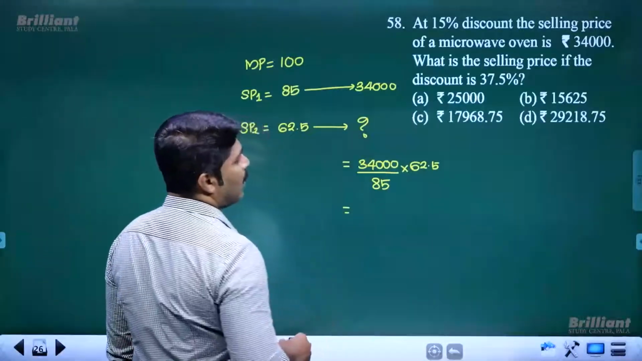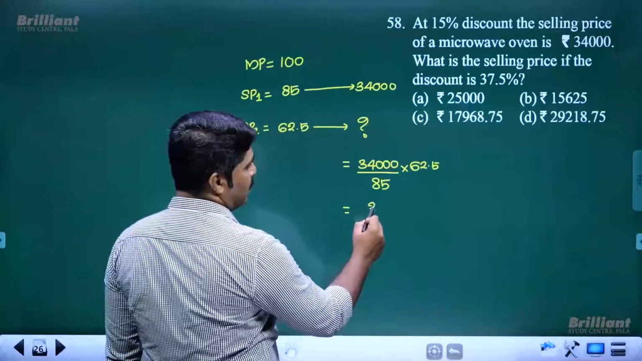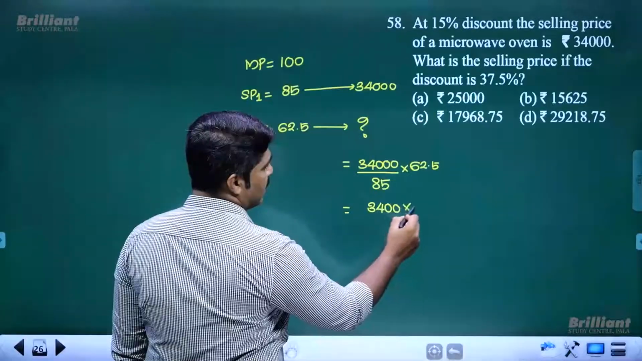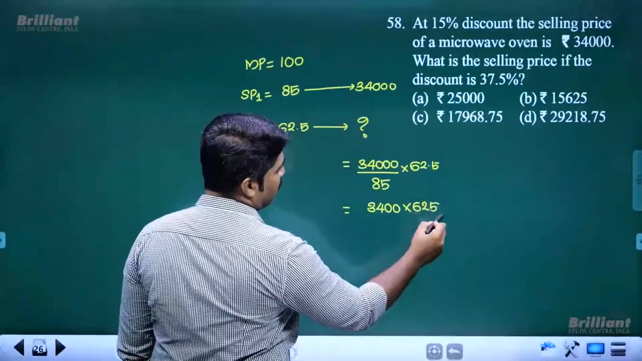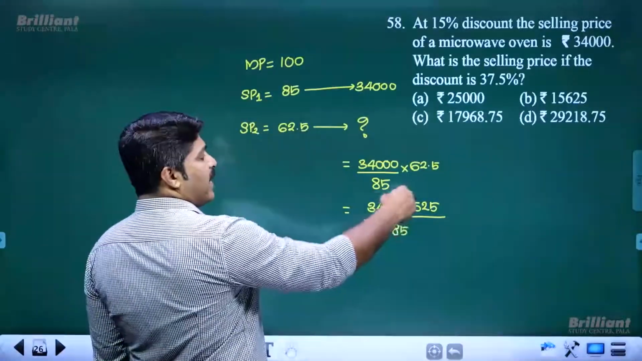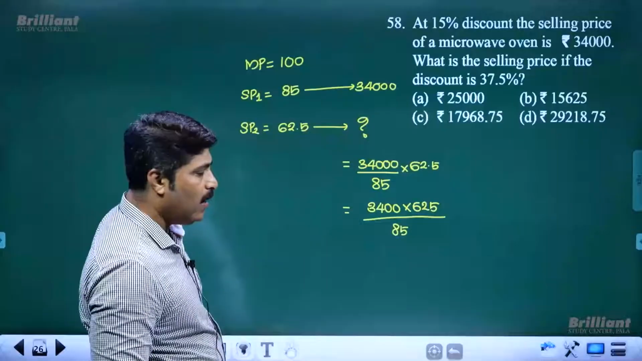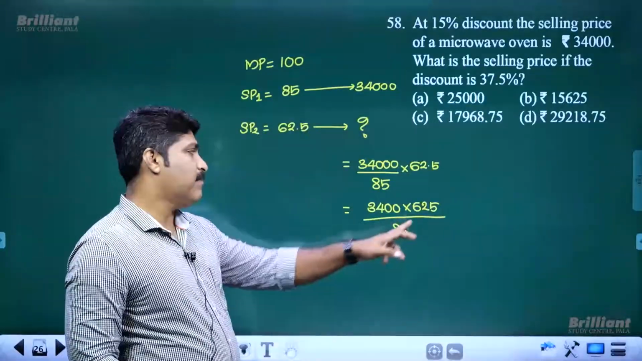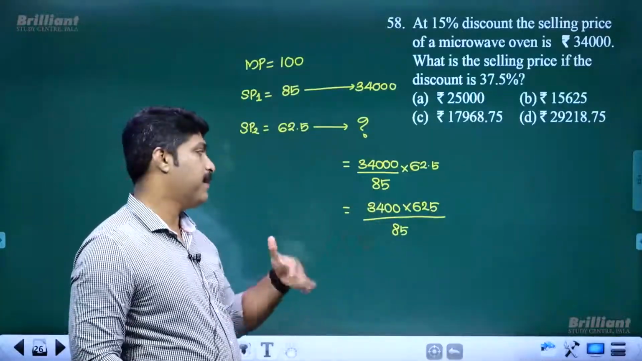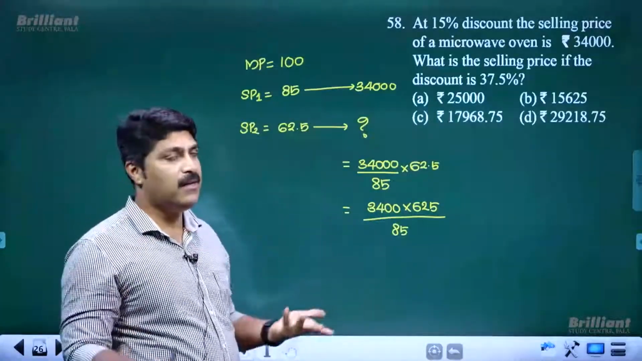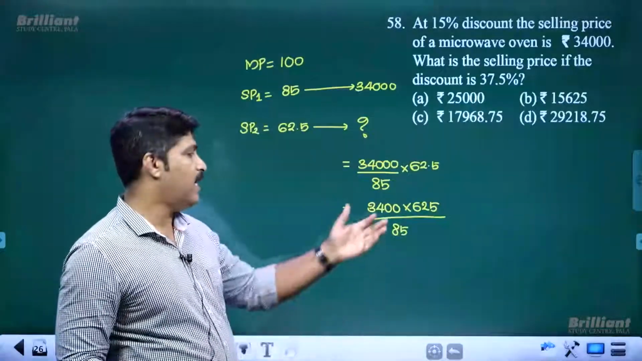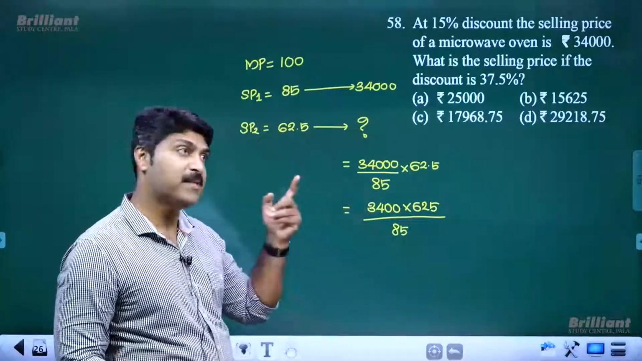Here this is 34,000. Here I am simply writing it as 3,400 into 625, for avoiding the decimal part, and this is into 85. Here we can simplify these two values. How will it be possible? Either you can simplify by 5, or we know these two values are divisible by 17, because 34 is 17 into 2. This is 17 into 5, right? And 100 also is here, therefore 5 also will be simplified here.